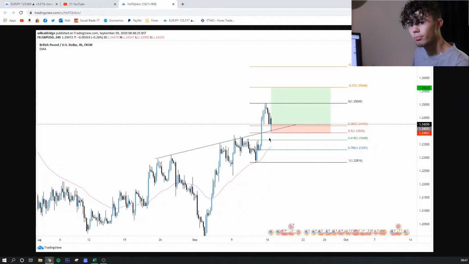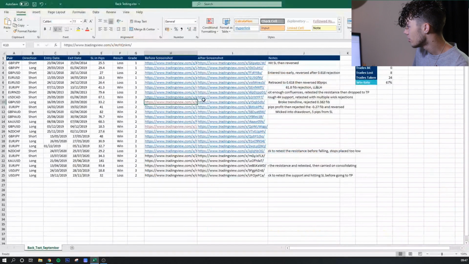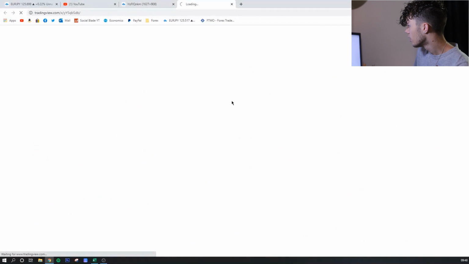Alright, so as you see, price actually broke the trend line, the ascending trend line. It came back to retest and rejected the fib over here. So that's when I put my entry. So that was the before screenshot, and this is the after.